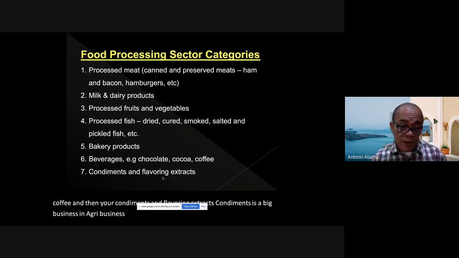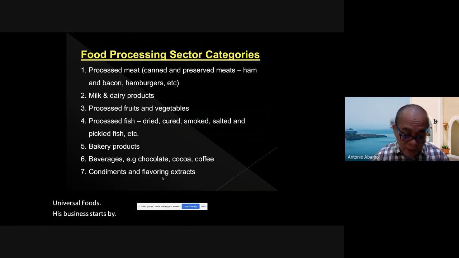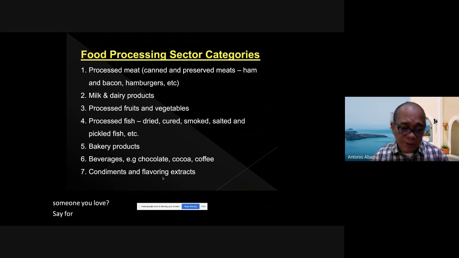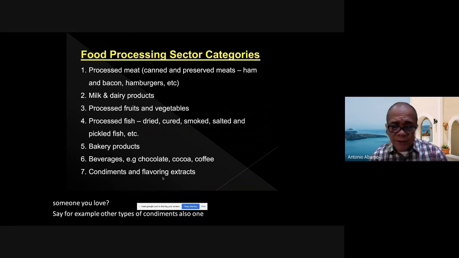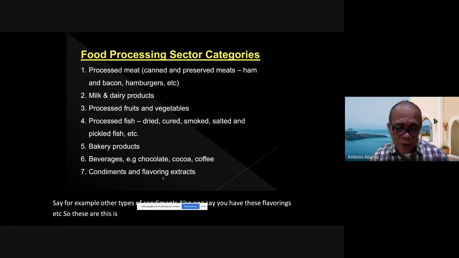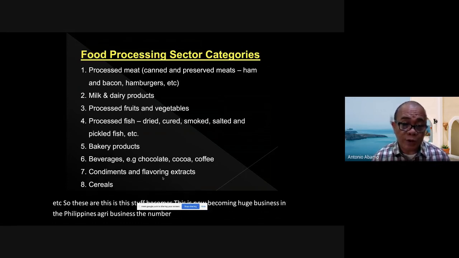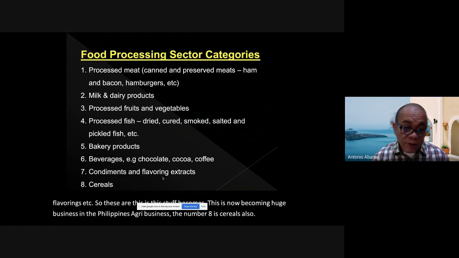No? You have, according to Mr. Campos, the owner of Universal Foods, his business starts by looking at the typical plate of a Filipino diet. What is in a typical plate? You have sawsawan, you have, say, for example, other types of condiments, sawsawan, you have these flavorings, etc. So this has now become a huge business in the Philippine agribusiness. The number 8 is cereals also. Cereal products. So these are the different types of food processing subcategories.